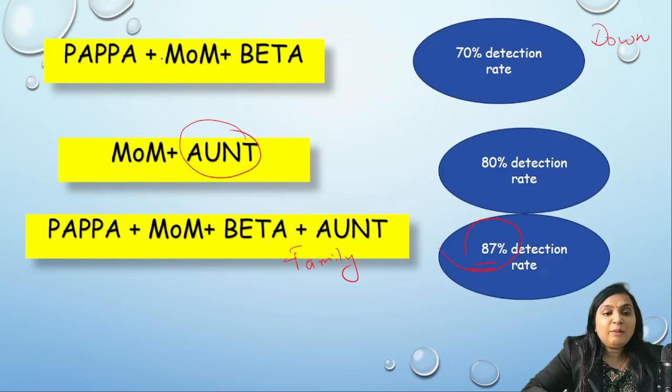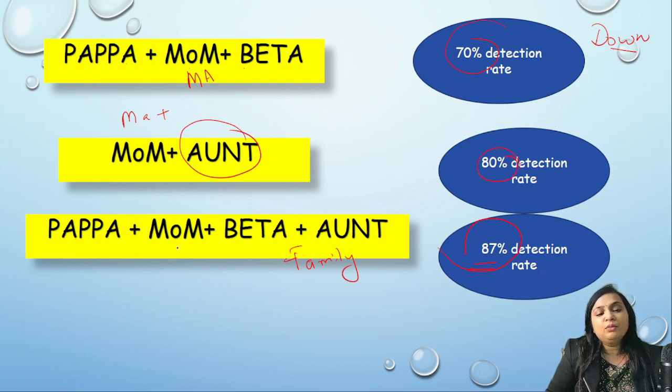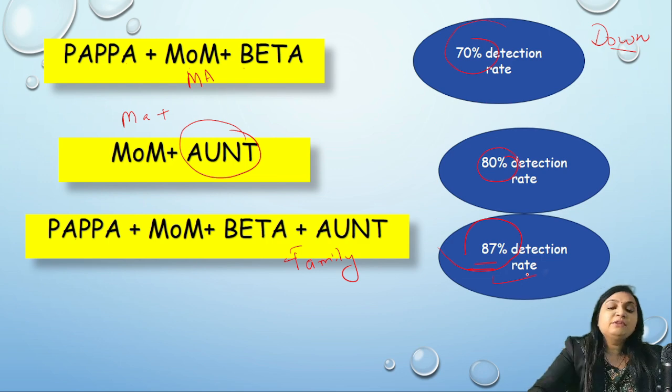So here also papa, mom and beta: pregnancy associated plasma protein A, MoM for multiples of the median as well as maternal age, and the beta, then there will be a 70% detection rate for Down syndrome. Mom plus aunt, that is maternal age as well as nuchal translucency, then it is an 80% detection rate. But when we combine all of that, papa, mom, that is MoM as well as maternal age, beta HCG and the aunt, then it is an 87% detection rate for Down syndrome.